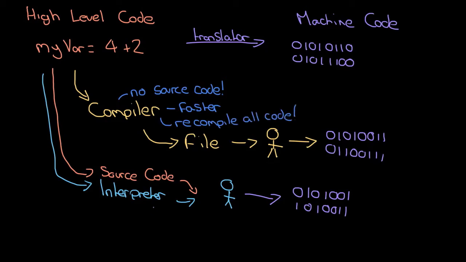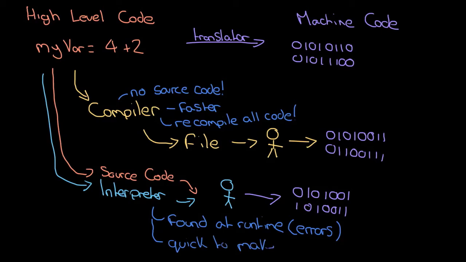The main advantage of using interpreters is that if there's any problems with your code, they can be found at runtime. So your program will stop and it will tell you exactly where your error is. This is why program languages like Python are very useful to learn how to code. Also, if I make a change to my code, then I don't need to recompile it because it's all interpreted on the fly. So it's very quick to make changes.